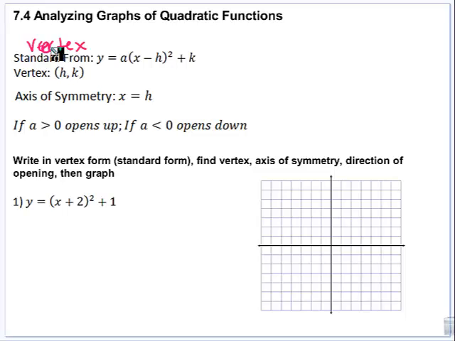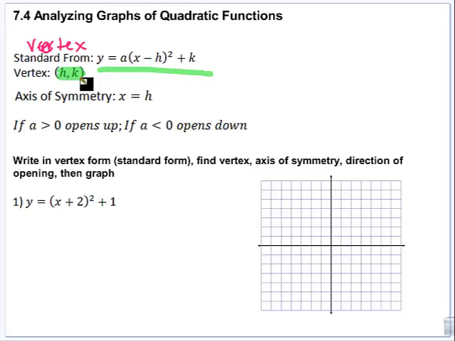So we need to convert it and change it so that it looks like this. As soon as our equation looks like this, y equals a, and then in parentheses, x minus h squared plus k, our vertex is at (h, k). So if we can get the equation written in that particular order, then we know exactly where the vertex is.